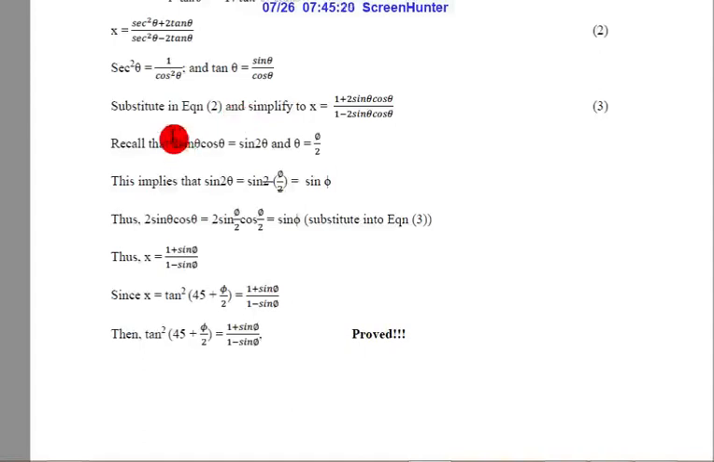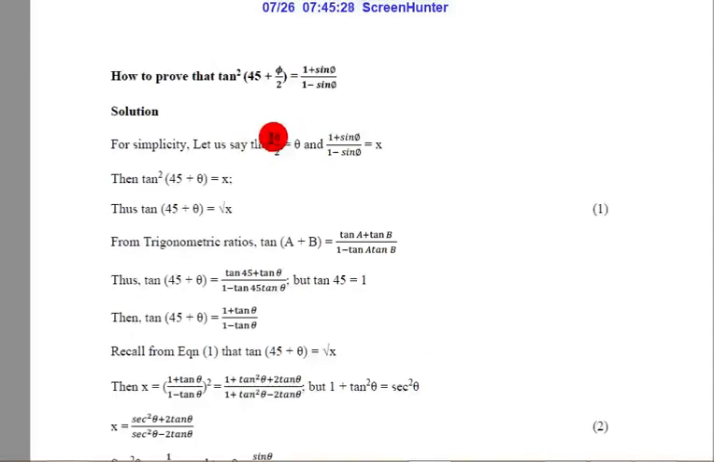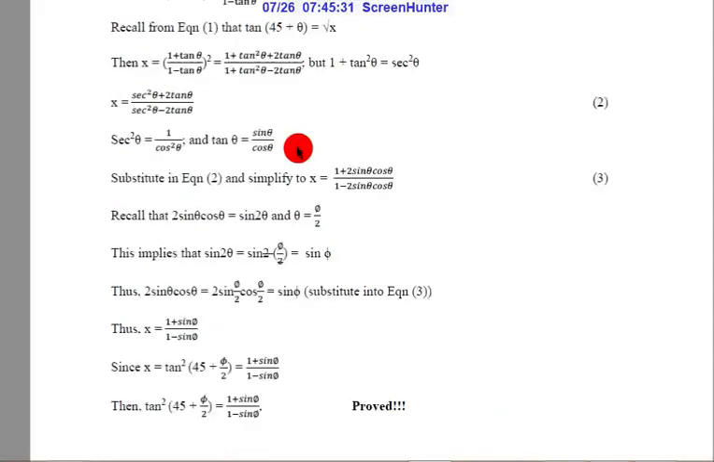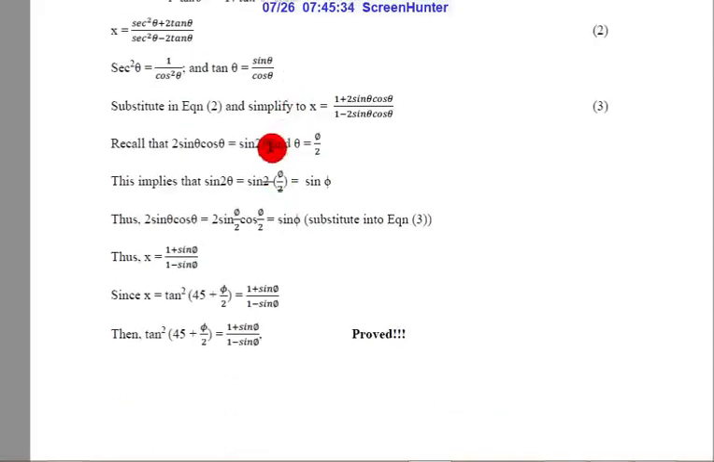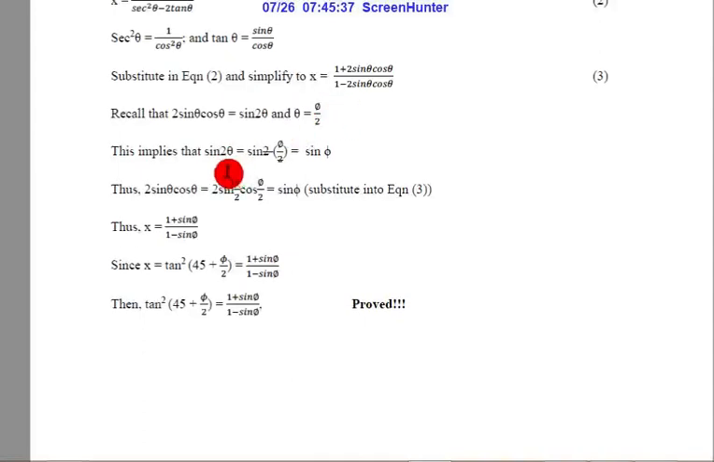Also recall from trig functions that 2 sin theta cos theta is equal to sin 2 theta. And our initial assumption is that φ/2 is equal to theta. So we replace theta with φ/2, and our sin 2 theta becomes sin 2(φ/2). The 2s cancel each other, and we have sin φ remaining. So 2 sin theta cos theta is equal to 2 sin(φ/2) cos(φ/2), which is equal to sin φ.